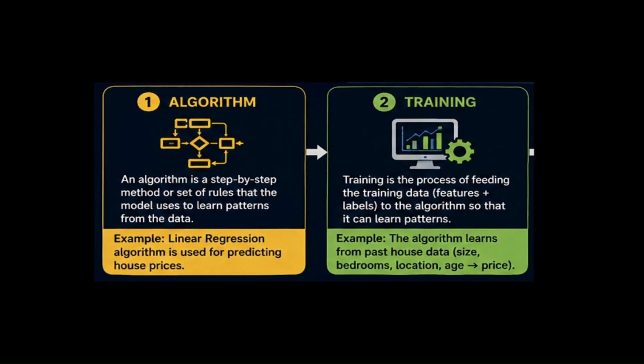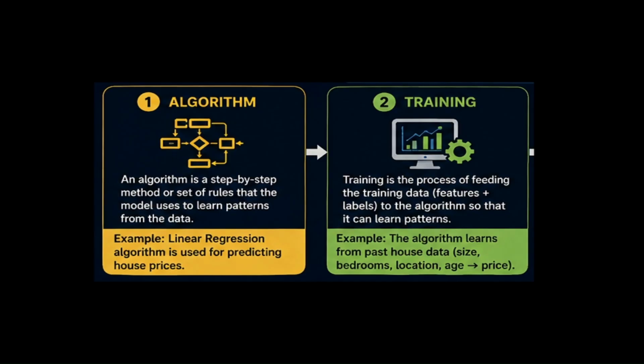After selecting an algorithm, the next step is training. Training is the process in which the machine learning algorithm learns from the training data. Now we know what is the meaning of data, what is the meaning of training data, right? And in supervised learning problem, the training data contains both features and known labels. We have already studied about the supervised learning in our previous video, right?